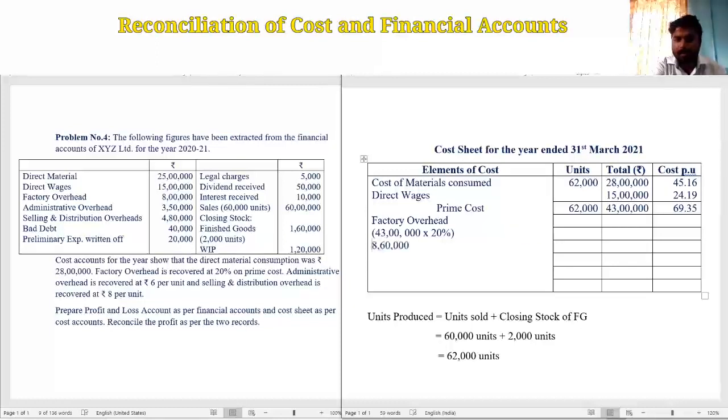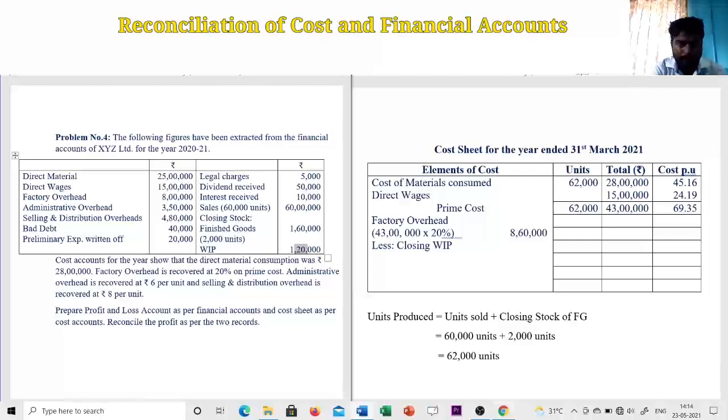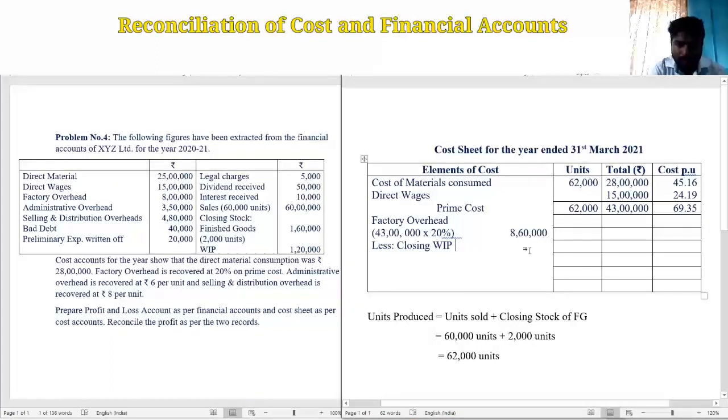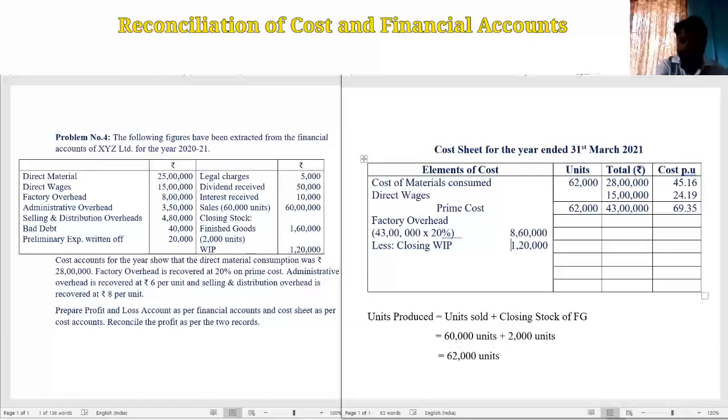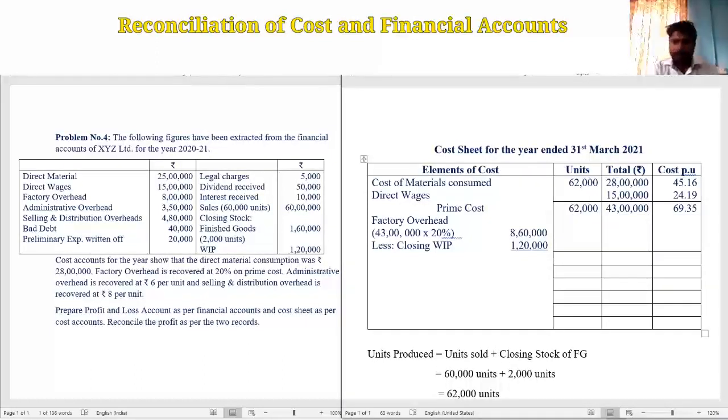Okay, and there is information regarding closing work in progress. Closing work in progress should be deducted. So what's the closing work in progress? Closing work in progress is 1,20,000. It should be deducted from 8,60,000 to get the net factory overhead. So 8,60,000 minus 1,20,000 is 7,40,000.